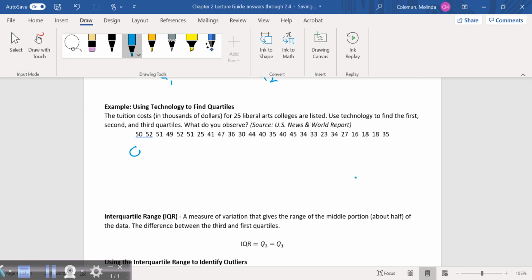So Q1 was 28.5. Q2 was 36. Remember again, this we got from the median. And Q3 was 48.